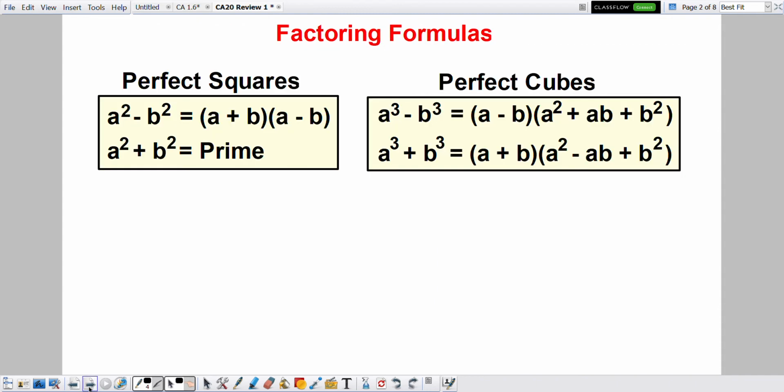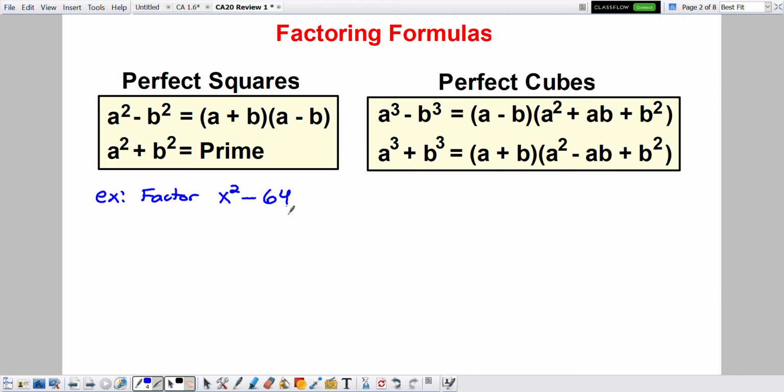So first thing I want to review with you, and feel free to pause the video and write this in your notes. There are some formulas you can use when you're factoring either perfect squares or perfect cubes. And if you look at the formula a squared minus b squared, it equals a plus b times a minus b. So here's an example of something that you might see. Perfect squares are things that you can get a square root from. So if I were to, for example, ask someone to factor something like this, x squared minus 64.